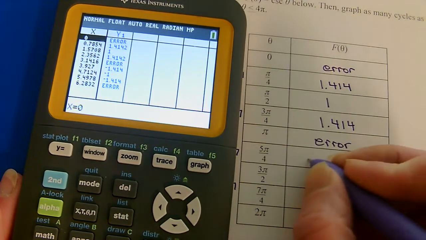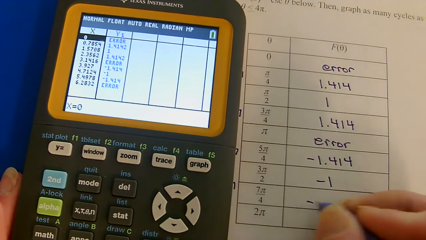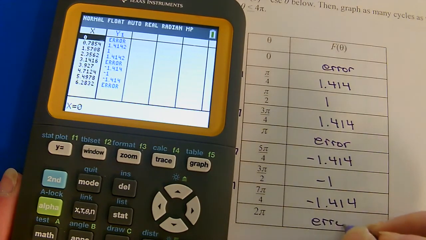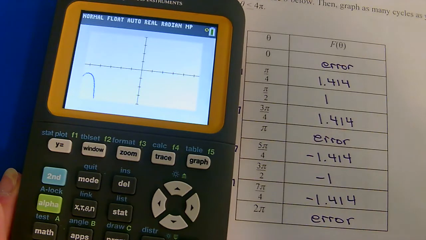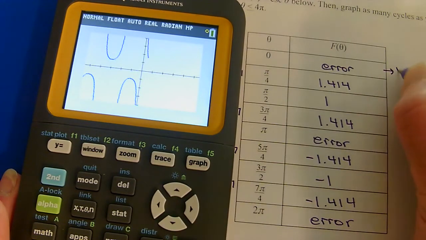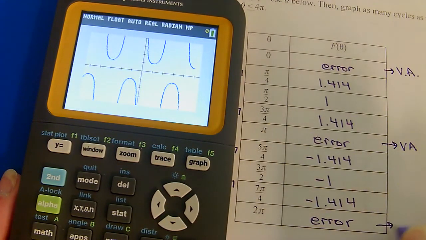What's happening at each of those undefined places? Each of those errors, what do you think is going to be happening on the graph? Let's press graph. Another vertical asymptote. So every time we have an error, we get a vertical asymptote.